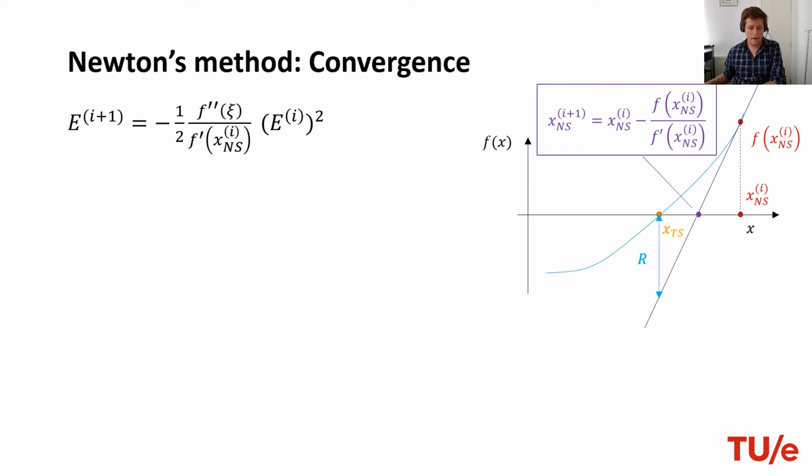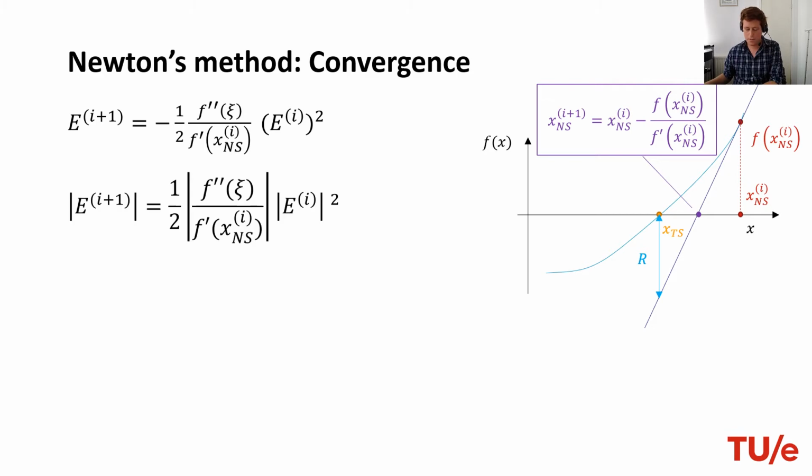So repeating this formula here on top, we can take the absolute value of all the terms. We're not really interested in the sign of these errors. We're mostly interested in the fact that they are small or that they're close to zero. Whether they're positive or negative doesn't interest us that much.